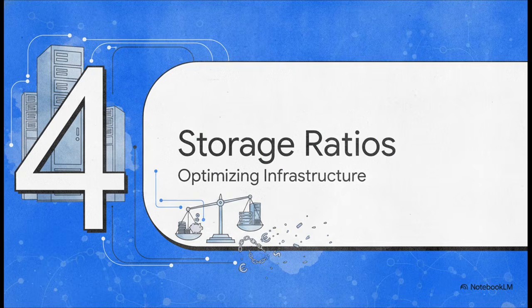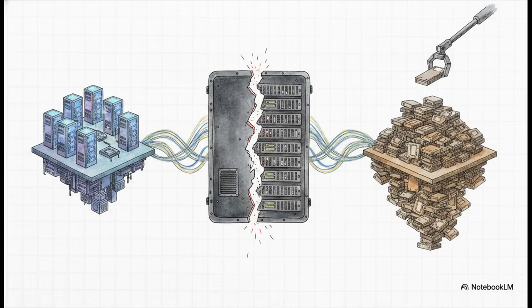All right, Section 4, storage to compute ratios. Now, if you want to avoid the massive financial headache of over-provisioning hardware, the absolute secret here is disaggregation. Historically, a server came with fixed compute and fixed storage, but AI workloads are incredibly variable. By separating your storage from your compute, you can scale them completely independently. This means you avoid the trap of buying expensive local NVMe for every single node when a shared, disaggregated pool would do the exact same job.